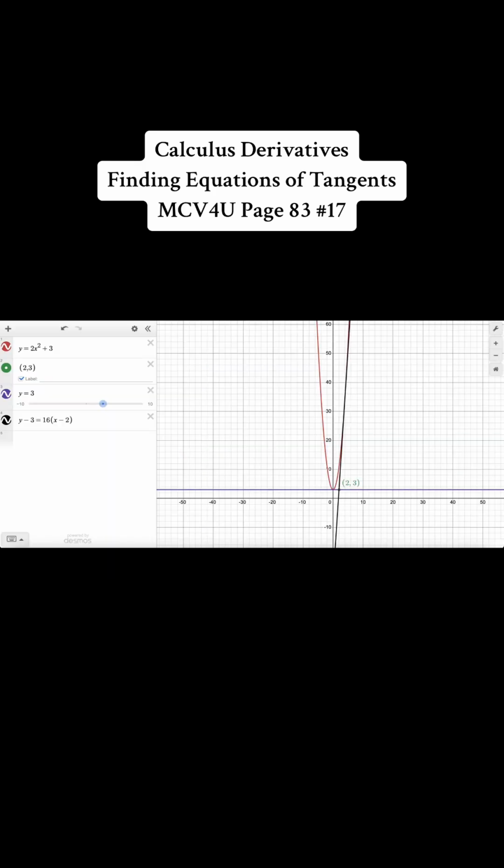Now, graphing all of this on Desmos, we see that the red is the equation that was given to us. That's the equation of the curve. (2, 3) is the point. And then our purple is one of our equations of tangents, and the black is the other tangent equation. And we can see that they both intersect and pass through the point (2, 3), while being tangents to y equals 2x squared plus 3.